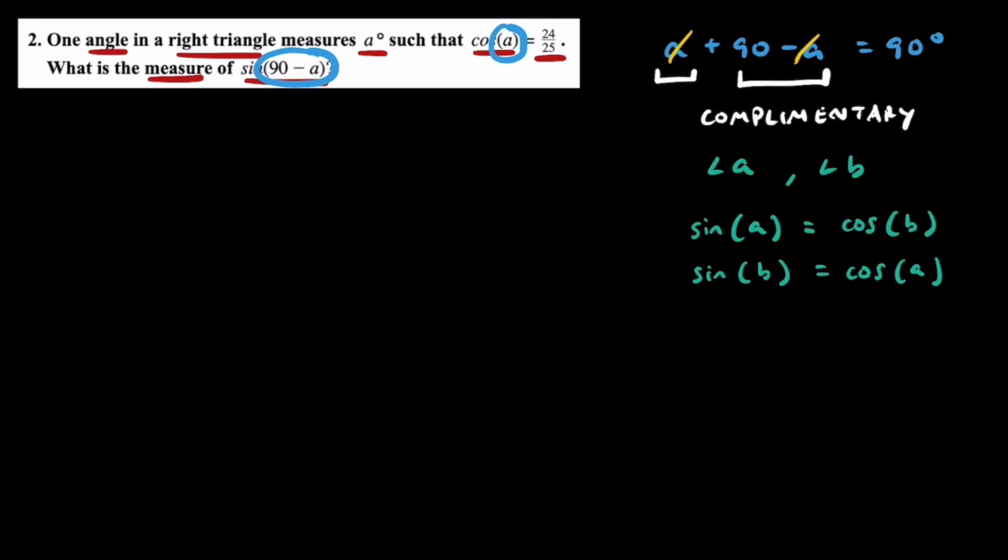That being said, this 90 minus a degrees and this cosine of a degrees are complements to each other, which means that sine of one is equal to cosine of the other. Basically, we can just say that sine of this 90 minus a degrees is equal to 24 over 25, the same thing as cosine of a degrees.